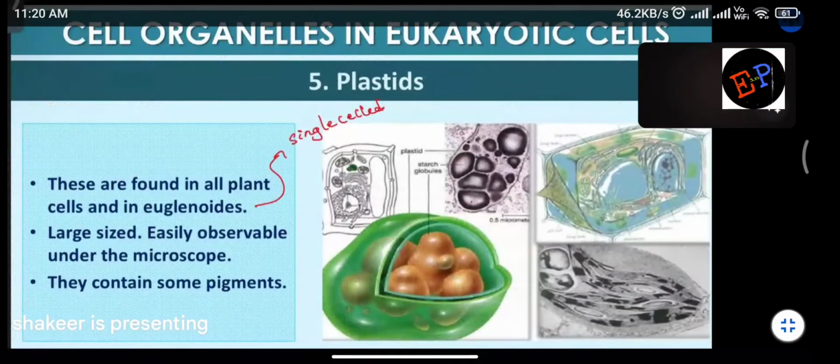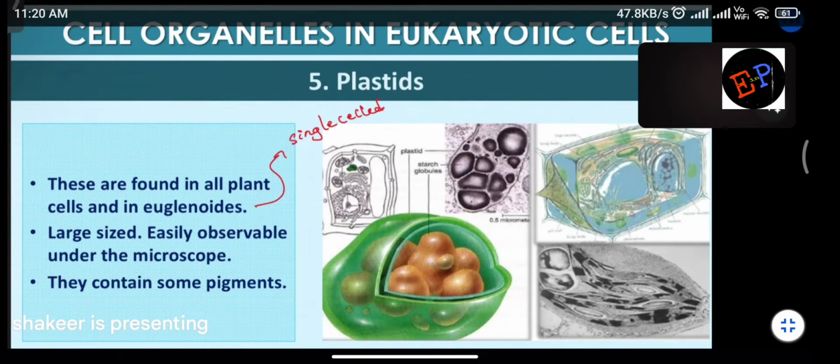The next concept which we are studying is plastids. So these are also organelles. They are found in all plant cells and in euglenoids also. What is meant by euglenoids? Single-celled organisms. We can call them euglenoids.